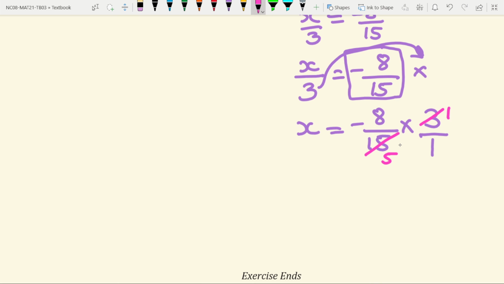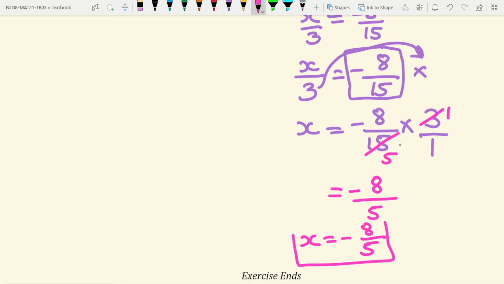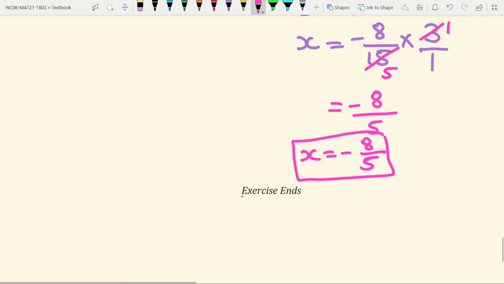Because no numerator and denominator combination is getting cancelled, we will multiply now. Minus 8 1s are minus 8, into 1, minus into plus is minus, 8 1s are 8, whole divided by, plus into plus is plus, 5 into 1 is 5. So the answer is x is equal to minus 8 by 5. This is our final answer. So this completes our exercise.